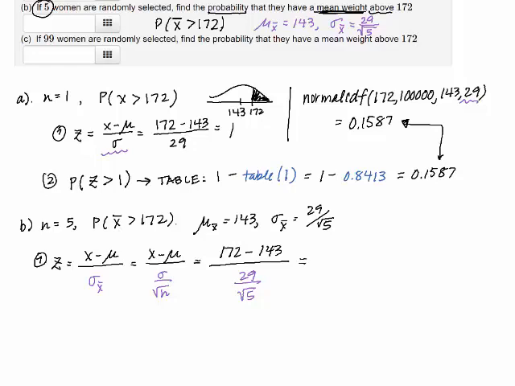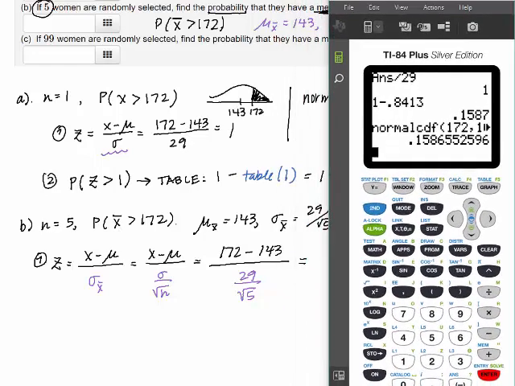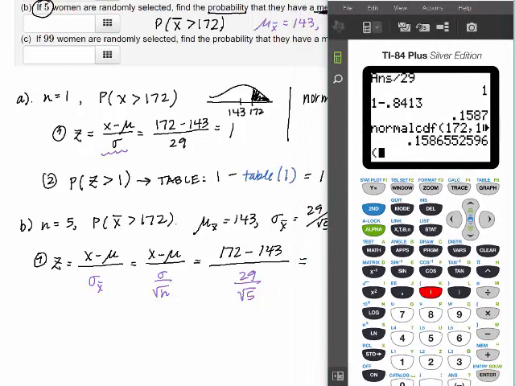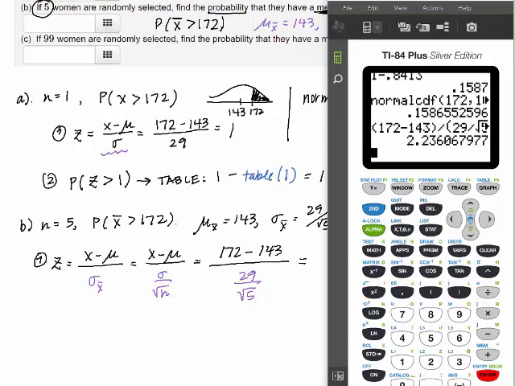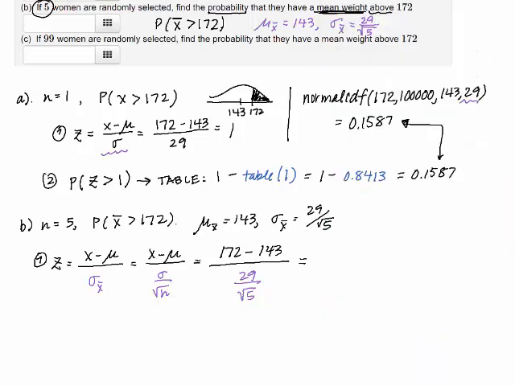Definitely we'll need a calculator for that one. And it's sufficient to put it all in there with parentheses: 172 minus 143 divided by more parentheses, 29 divided by the square root of 5. That'd be the fastest, I suppose. 2.236. Alternatively, you could do them in smaller steps, like the top and then the bottom, and then make the division. Step 2 is look this up in the table.